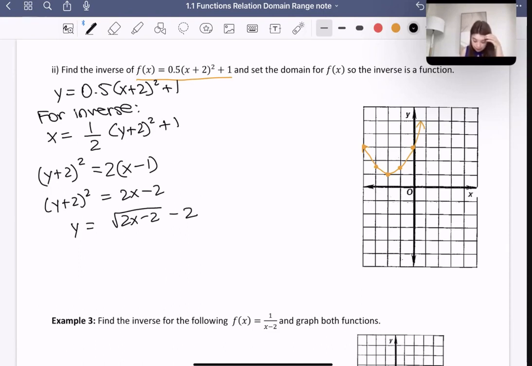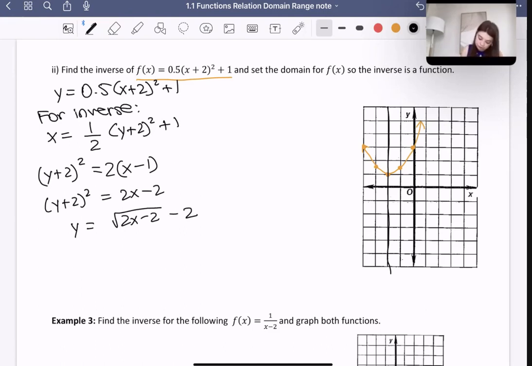Now, what do we have to set the domain to in order to make the inverse a function? Well, for the inverse to be a function, we can't have any of this symmetry, right? So if we just choose one of these sides, we'll be okay. If we set the domain so that it can only be from -2 and above, with respect to x, then the inverse will be a function.